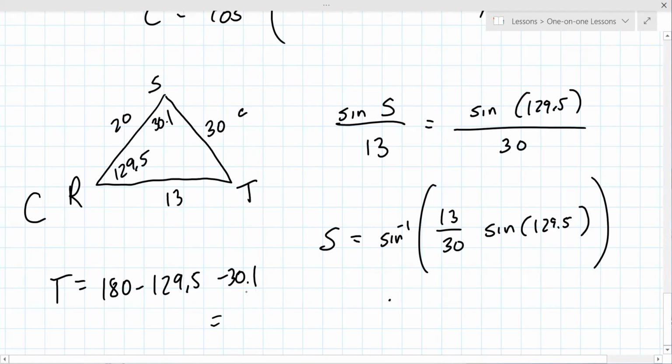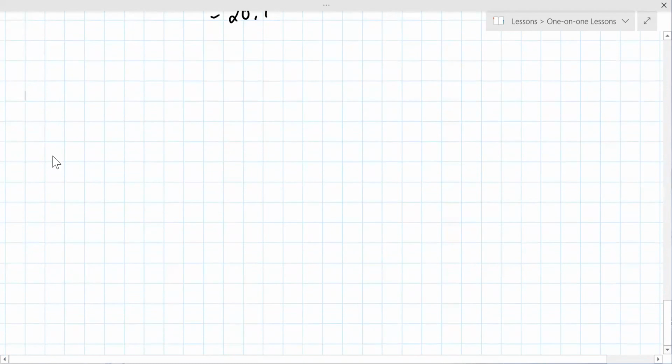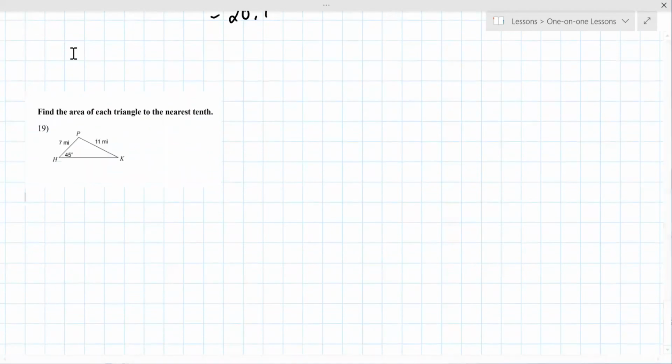All right. So after that, let's go on to number 19. And 19. All right. So 19, we're doing something different here. We're finding the area of the triangle. There's two formulas based on whether you're given side angle side or all three sides.